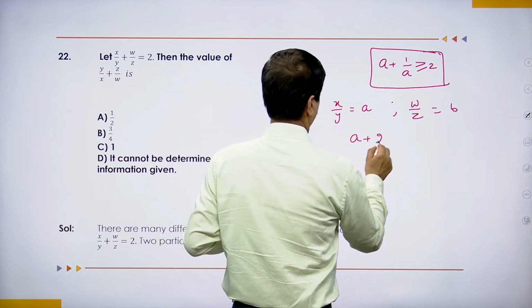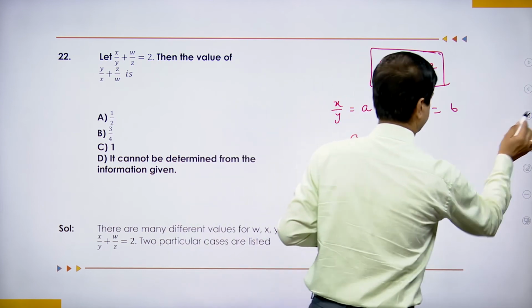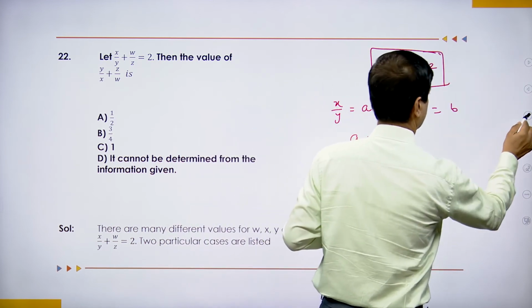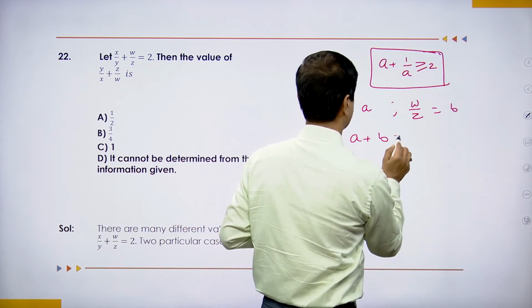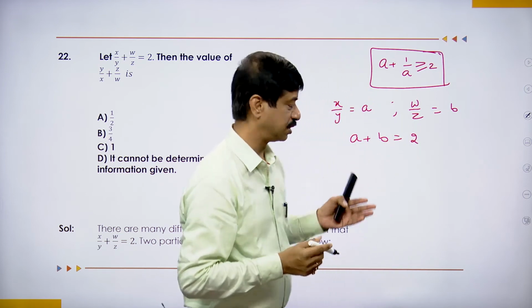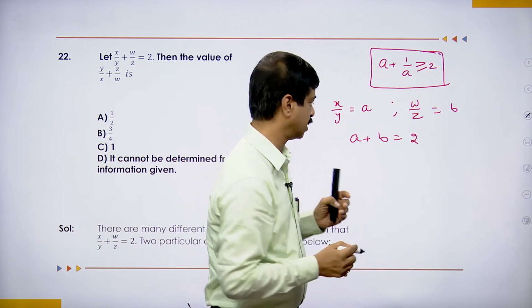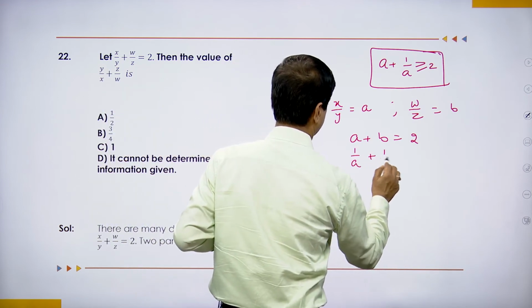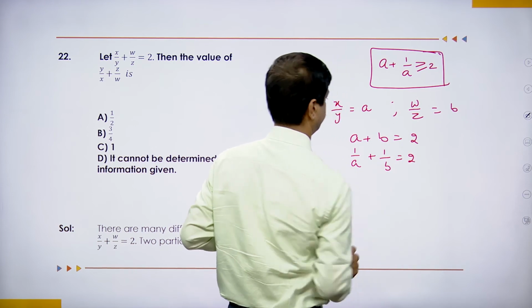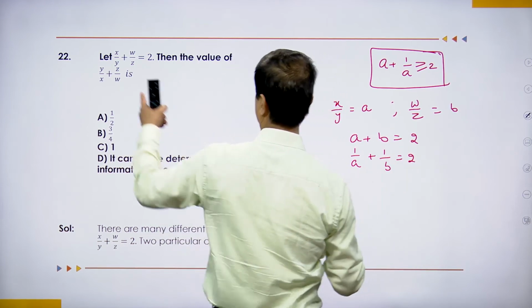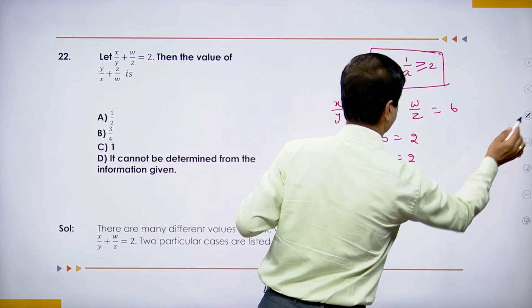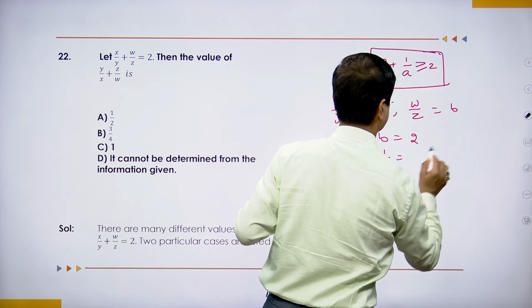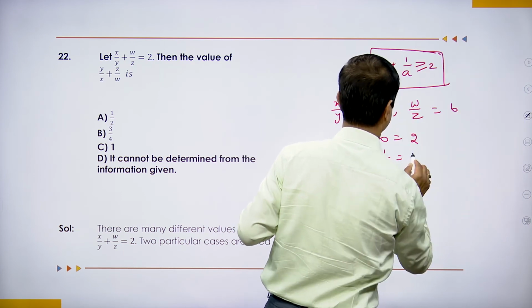So if I call x by y as a and w by z equal to b, then a plus b equal to 2, he gave. The minimum value of a plus 1 by a is 2, we said. So this becomes 1 by a plus 1 by b equal to 2, according to this. Let us call this x.